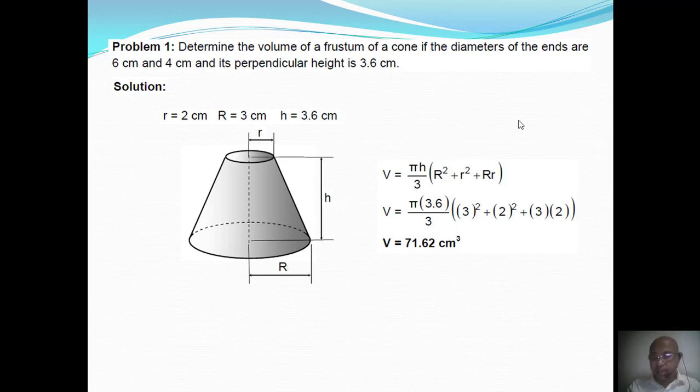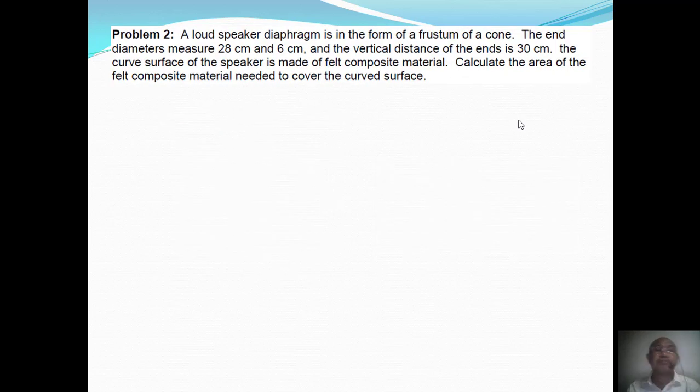Okay, and next problem we have here. A loudspeaker diaphragm is in the form of a frustum of a cone. So the end diameters measure 28 centimeters and 6 centimeters. And the vertical distance of the ends is 30 centimeters. The curved surface of the speaker is made of felt composite material. Calculate the area of the felt composite material needed to cover the curved surface.